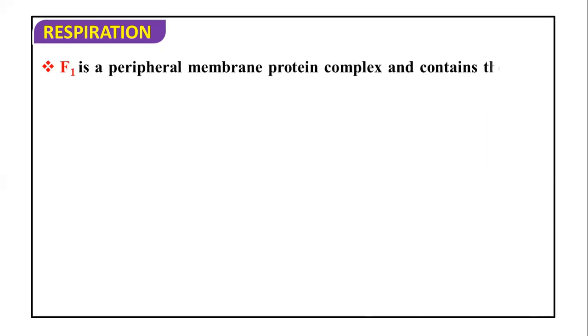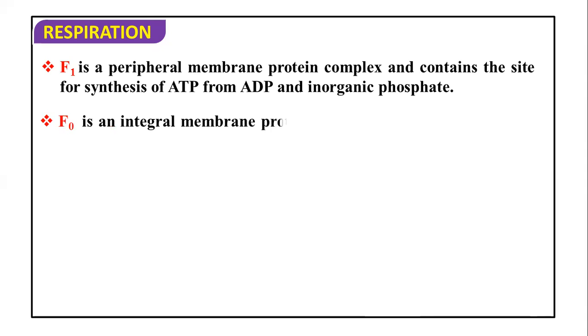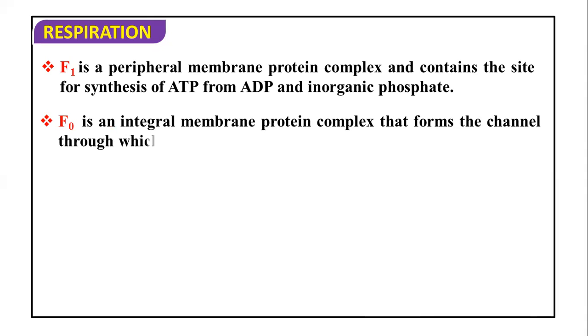F1 is a peripheral membrane protein complex, on the matrix side of the inner mitochondrial membrane, and it contains the site for the synthesis of ATP from ADP and inorganic phosphate, whereas F0 is an integral membrane protein. F0 is located in the inner mitochondrial membrane and forms the channel through which protons cross the inner membrane and move from the perimitochondrial space to the mitochondrial matrix.